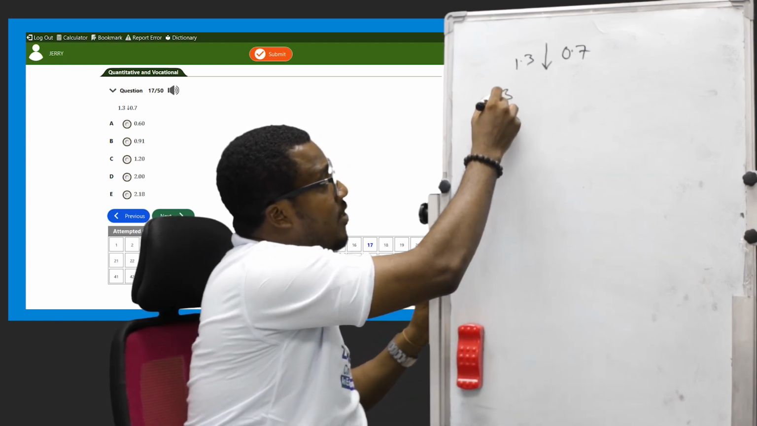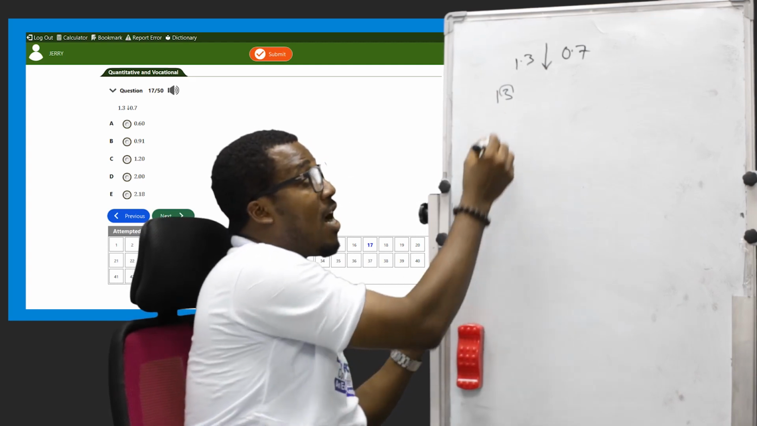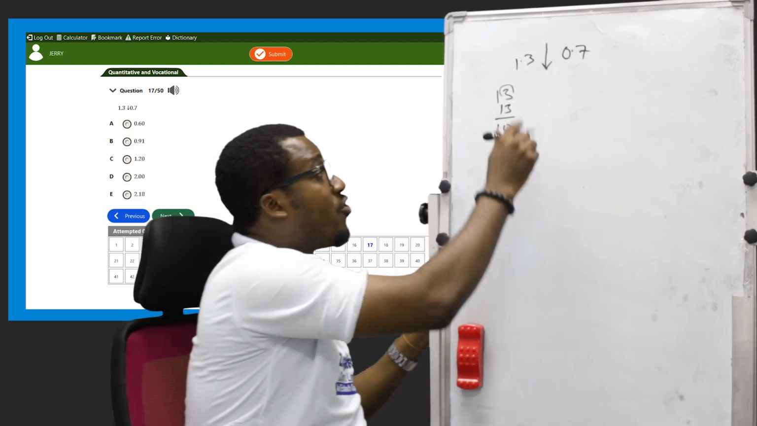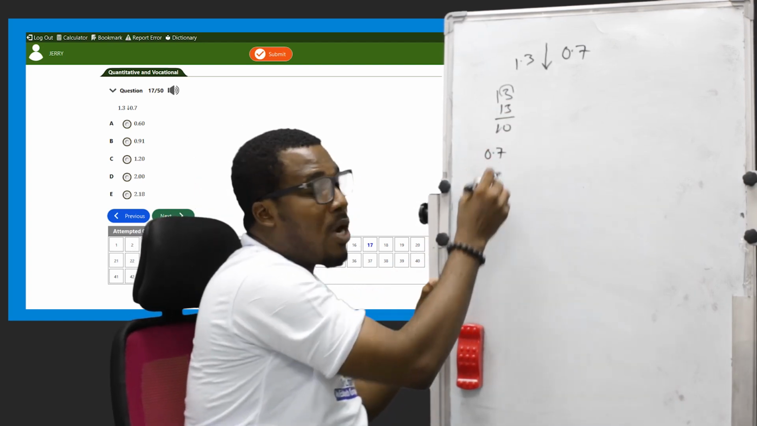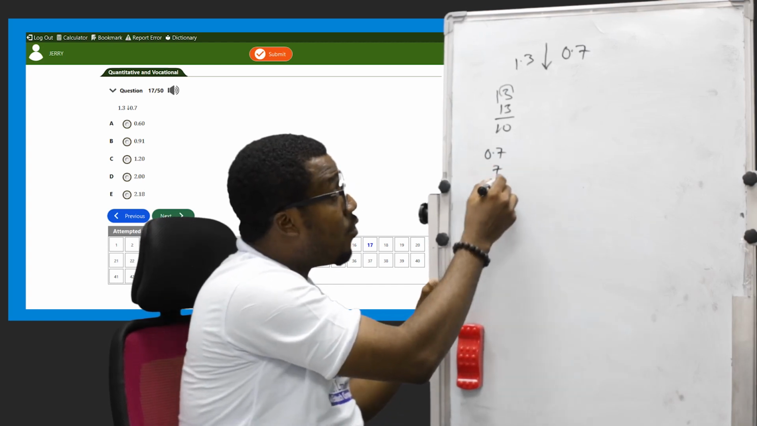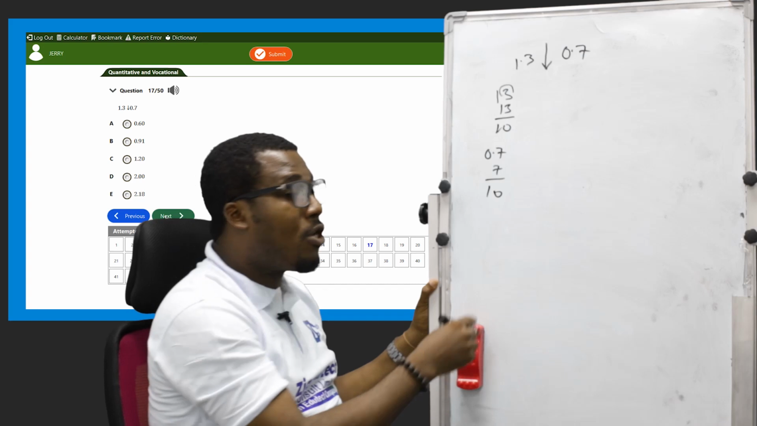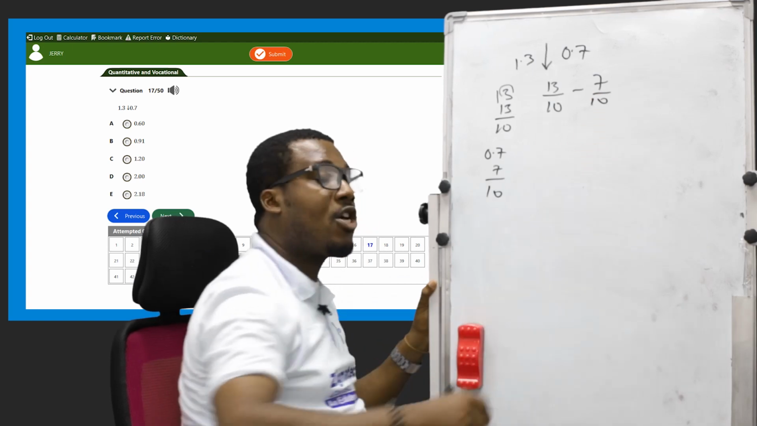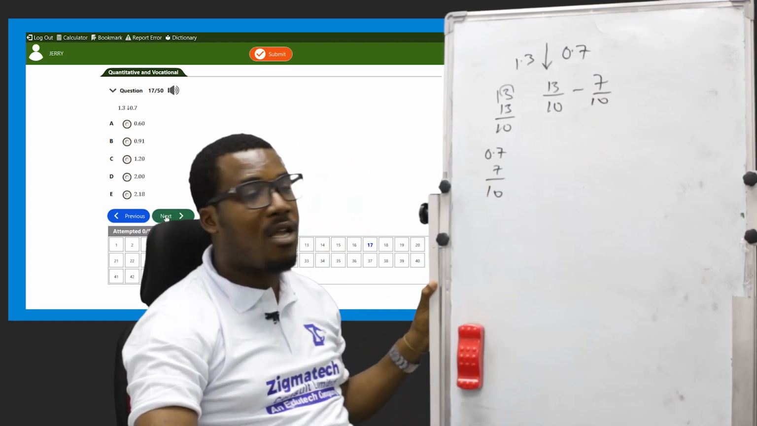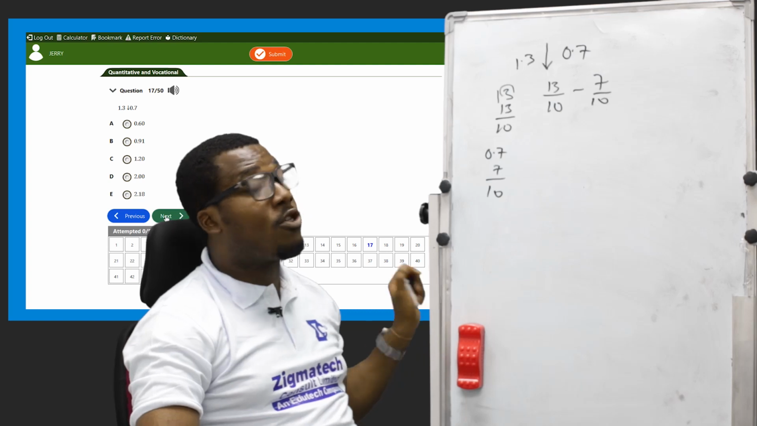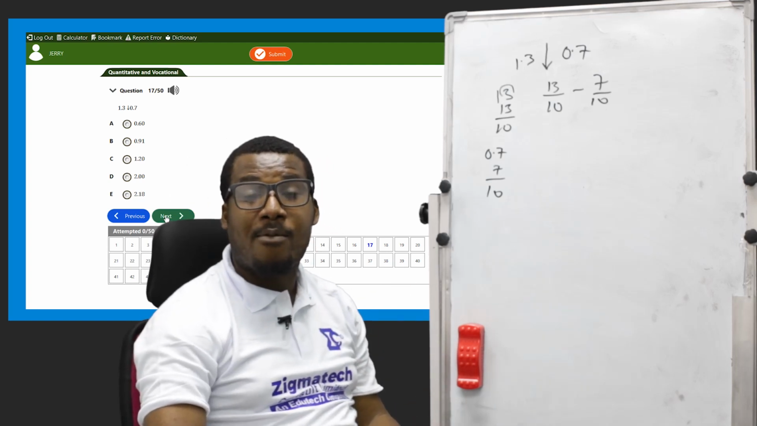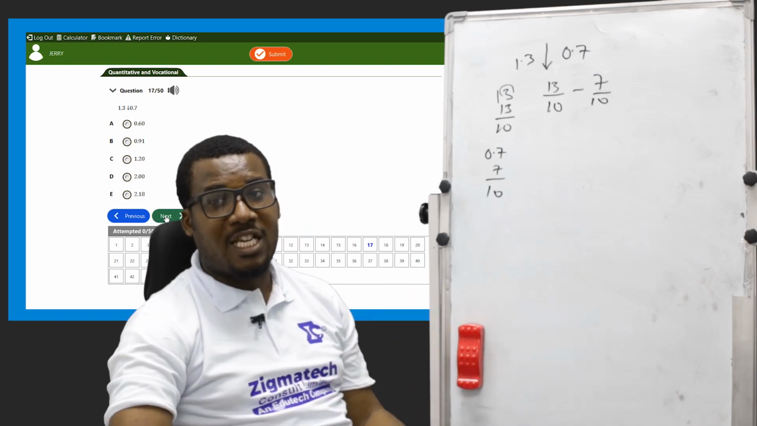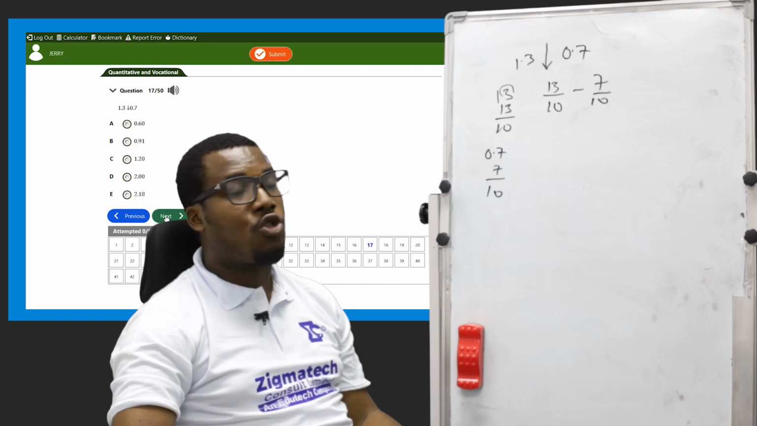And 1.3 can be written as, if you count 1 to eliminate the decimal point, 13 over 10. Similarly, 0.7. If you count 1 to eliminate the decimal point, you have 7 over 10. So what they're asking you here is to do 13 over 10 minus 7 over 10. You've now made everything fractions. You converted from decimal to fraction. You'll find it a lot easier to work with fractions.